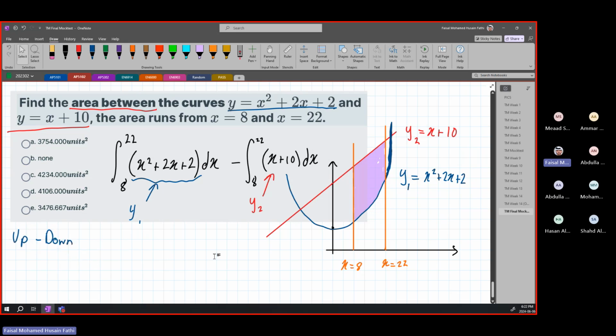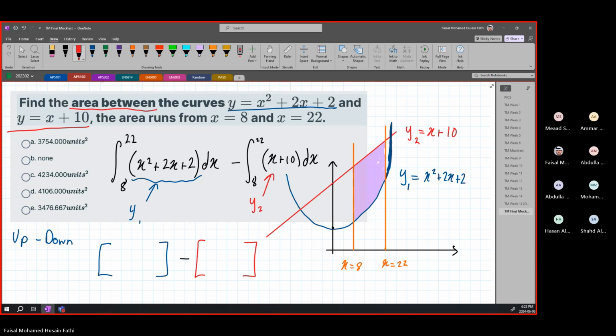The idea, what you just need to know, is you're going to be subtracting one from the other. يعني لازم تسوون minus. If we do that, let's do the integration using the calculator very quickly. Let's do each one separately. So let's find the value of the first integration and then the second integration. This one is the first integration, and then we have a minus sign, and we have the second integration over here. Okay, so using the calculator, integrate x squared plus 2x plus 2 from 8 to 22.